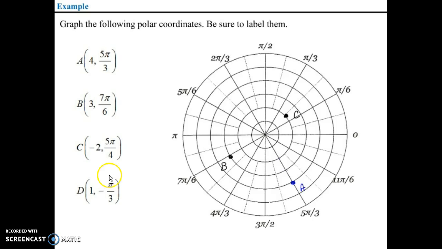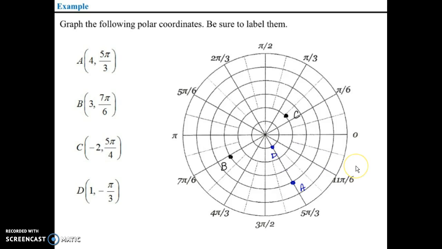Now lastly, I'm going to find D. Now we're going to deal with a negative rotation. This is actually a lot easier, I think, than the negative r value. The negative theta value is just saying that you're going to rotate, but instead of the usual counterclockwise, we're going to rotate clockwise. So negative pi thirds is actually going to get you to 5 pi thirds, and we're going to travel out only 1 from the pole. So there we go. There's the point D.